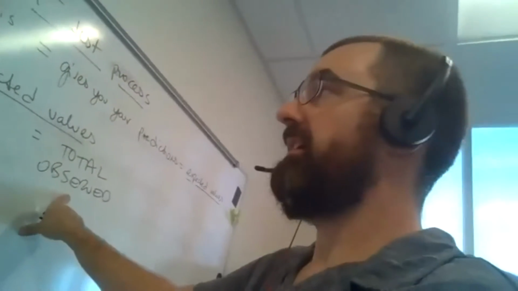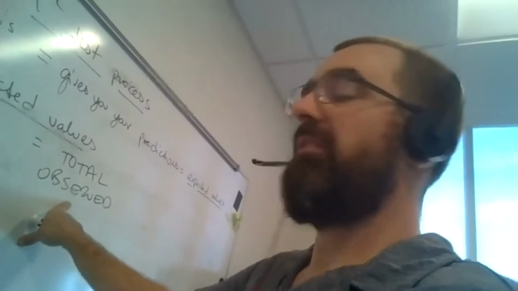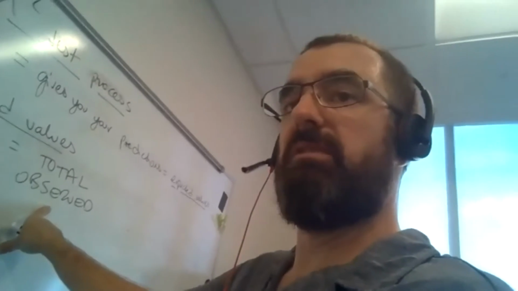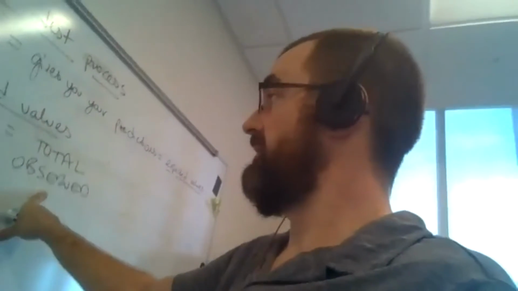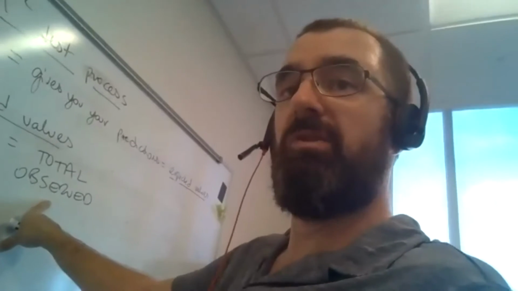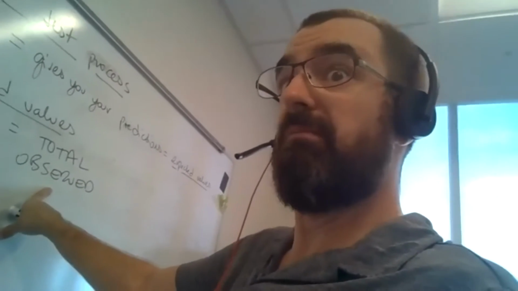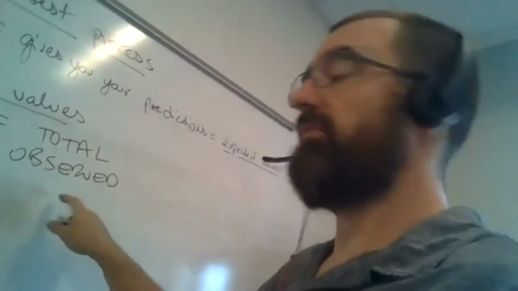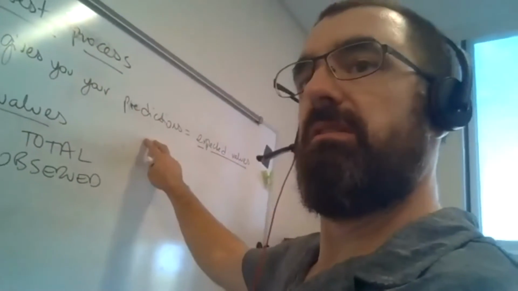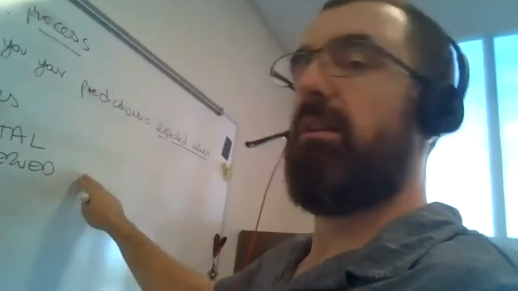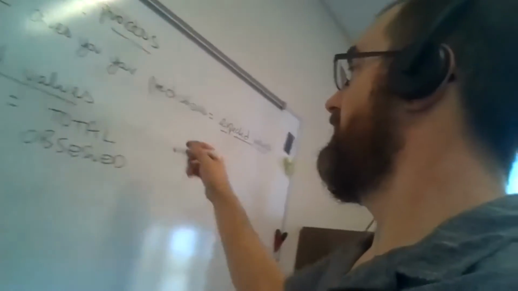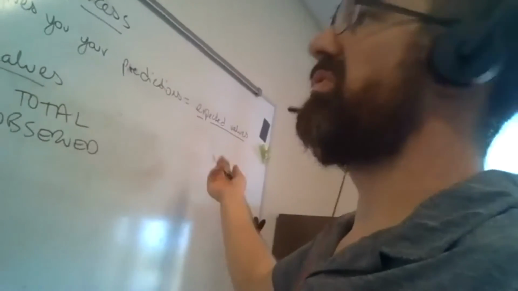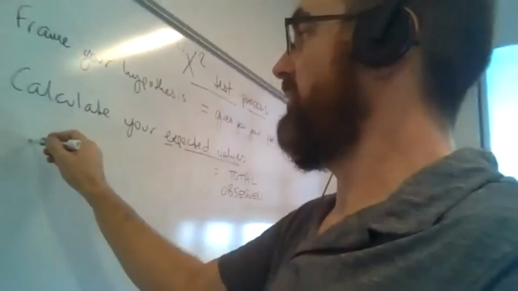Because essentially, if you expect a half of your observed to be X and you score 100, then it's going to be 50 because it's half of 100. So you've got to work off of the total observed, and then you use your predictions to calculate what you expect. So let's put it here.